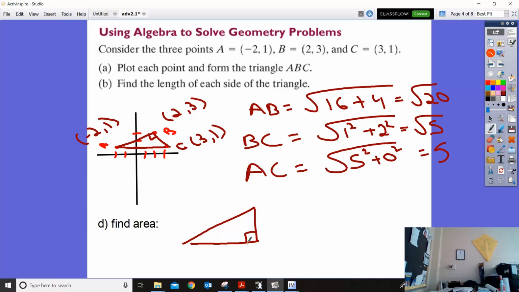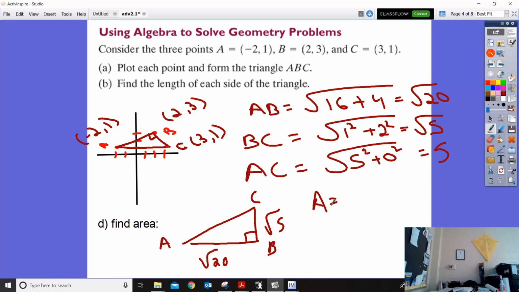So I care about this length and this length. Why do I care about those two lengths? Base and height. I care about base and height. So BC had a length of root 5. AB, not AC, had a length of root 20.